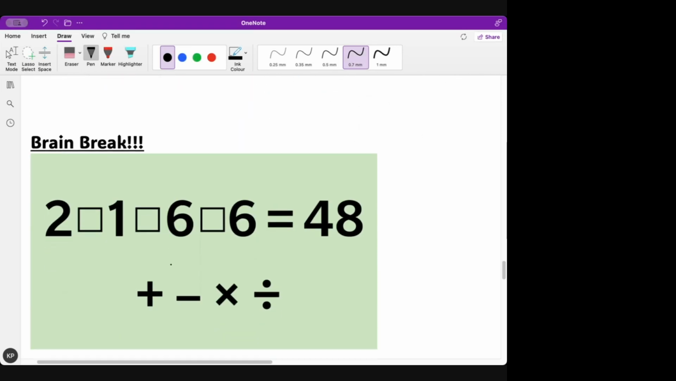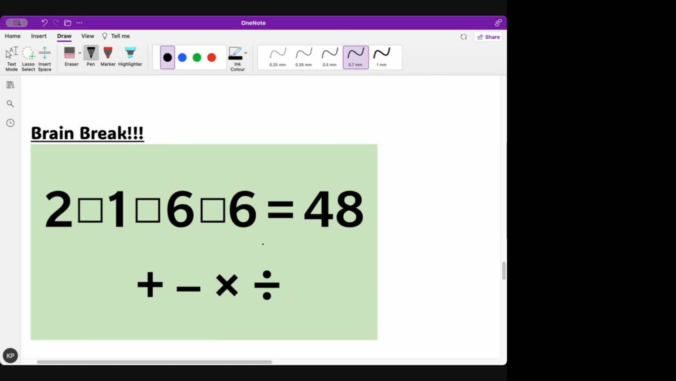Great. Now, let's see. We have to fill in these operations to make it true. But I'm going to give you a hint. And your hint is you need brackets somewhere. Your hint is that you need brackets to make this true. If anyone thinks they have figured it out, you can unmute yourself, and then we can hear what you have come up with.